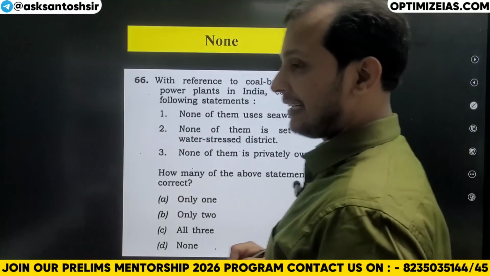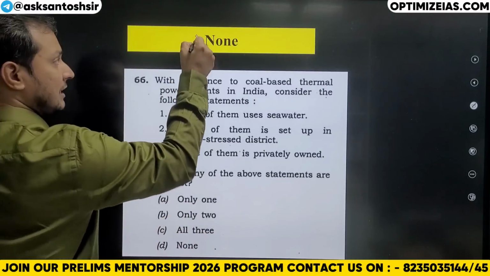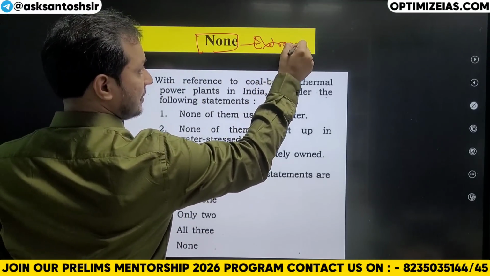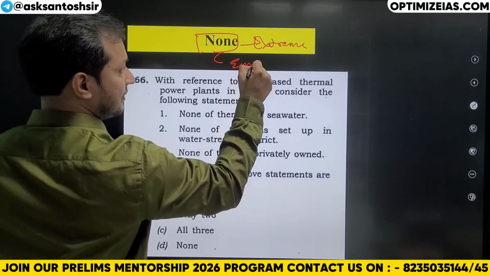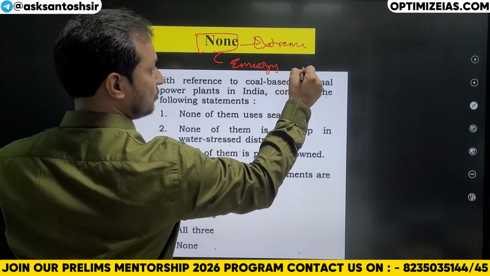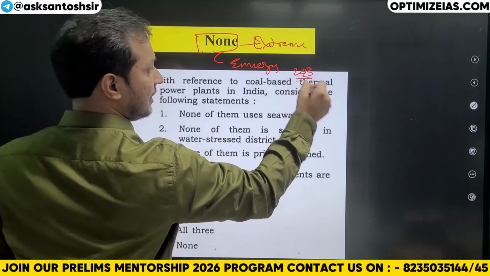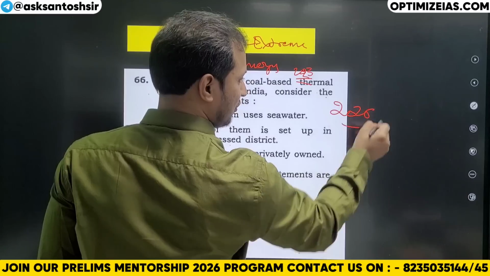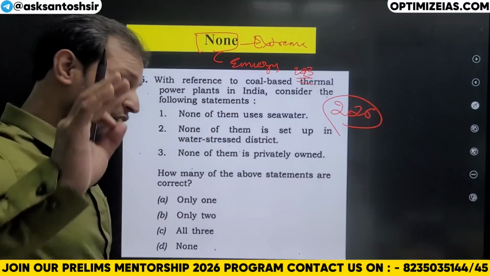Okay, let us see next. So the next extreme word is what? None. This is an emerging pattern. 2023, UPSC used it for the first time. And I can guarantee you that in 2025 there will be one question on this. It's a guarantee.